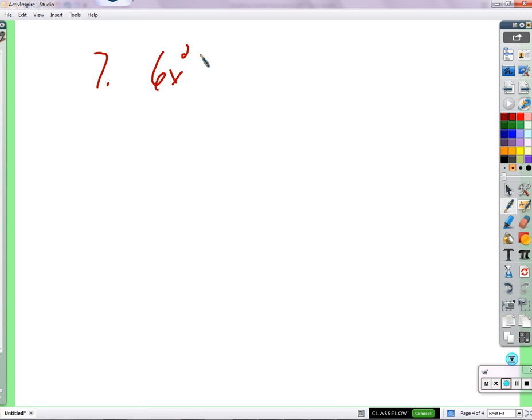Number 7 says 6x squared plus 3x minus 5. All right, do you have any advice for combining these? Or any questions? So the order of operations in this case says exponents before multiplication, right? We got two of those. We got both of those things. We got exponents, we got multiplication.